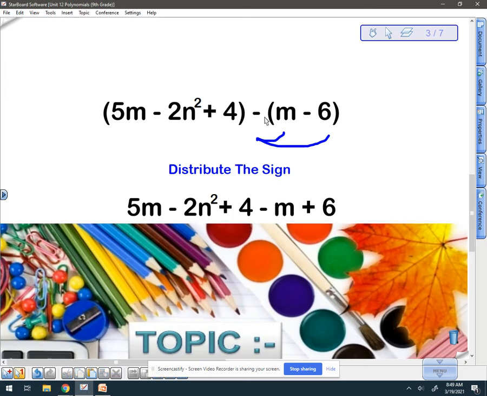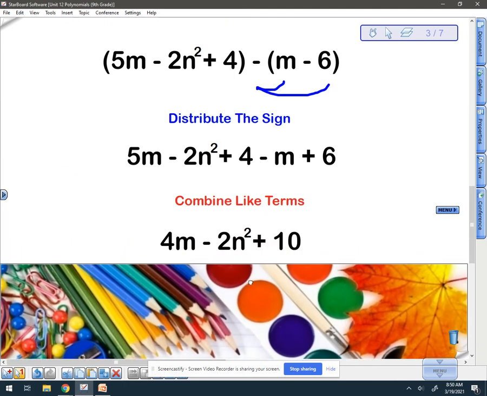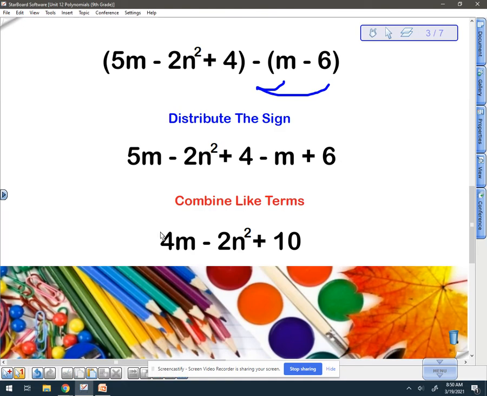Now distribute the sign. A negative and a positive m, so a negative and a positive make a negative, so it's minus m. A negative and a negative make a positive, so now it's plus 6. You just take the sign and distribute it. Then combine like terms. 5m minus m is 4m. Negative 2n squared doesn't match with anything, so it stays the same. And then 4 plus 6 is 10.